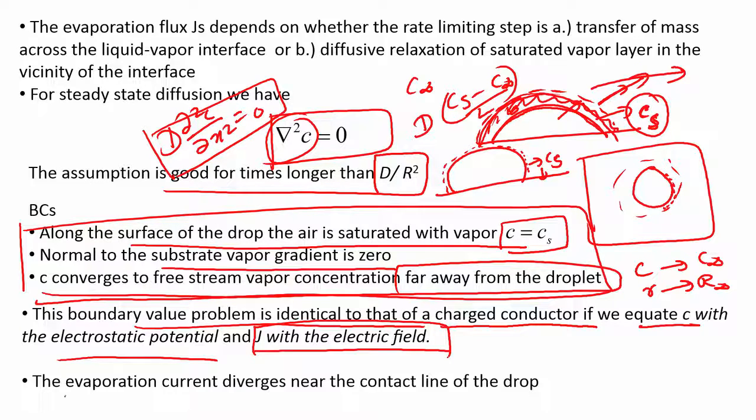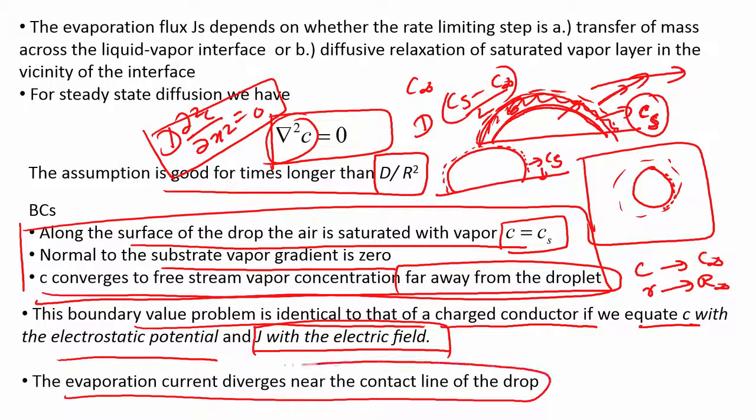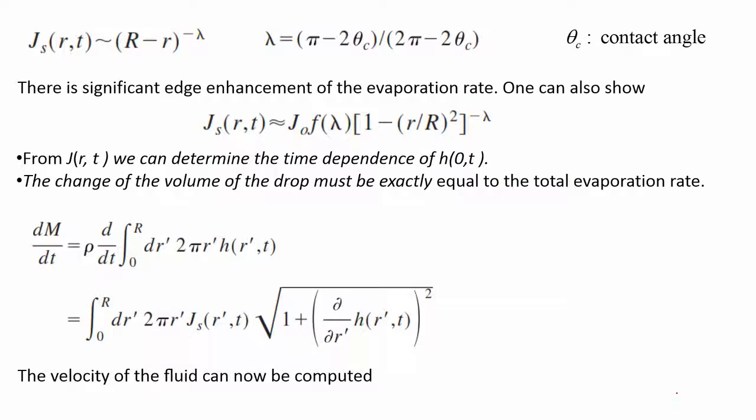The evaporation current in such a solution diverges near the contact line of the droplet. That means near this contact line the evaporation flux value becomes very high. If you go to the contact line, it just asymptotes like that, very near to the contact line. The evaporation current diverges. So, these are the expressions that Deegan found.